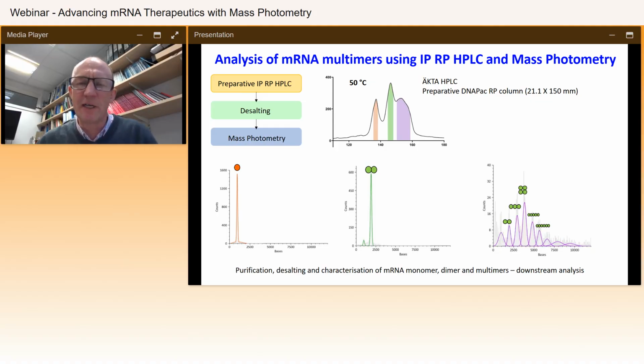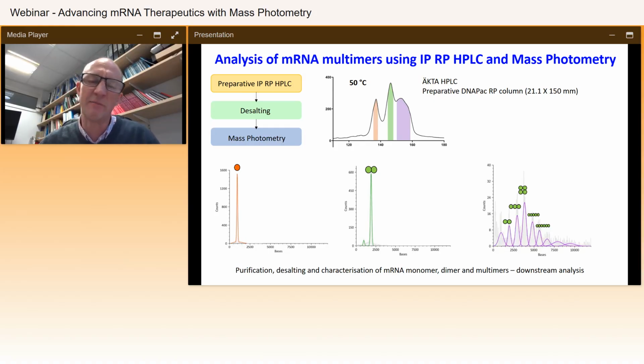So finally, I'd just like to finish with some more recent work that we've done. We've really done a lot more optimization now of the chromatographic separations. We've scaled these up to preparative scale ion pair reverse phase chromatography. So we're now moving away to doing the separation on an ACTA HPLC using a preparative DNA pack RP column. So we're able to scale this up.